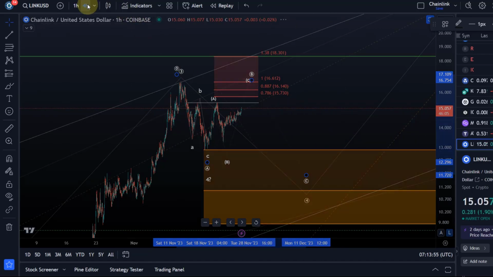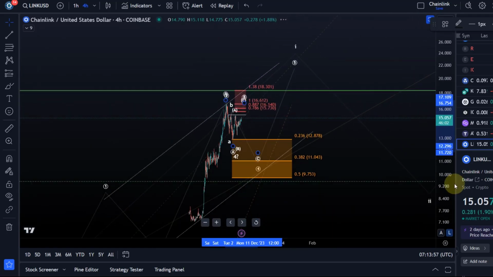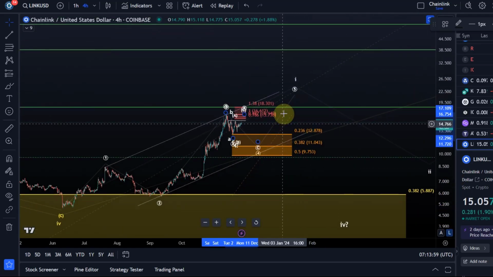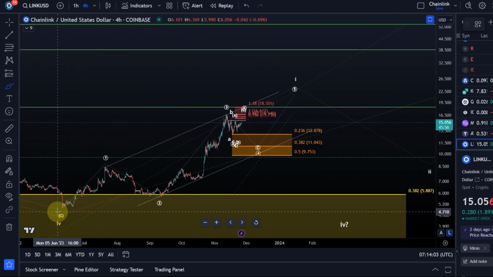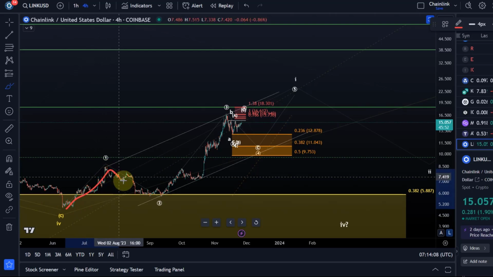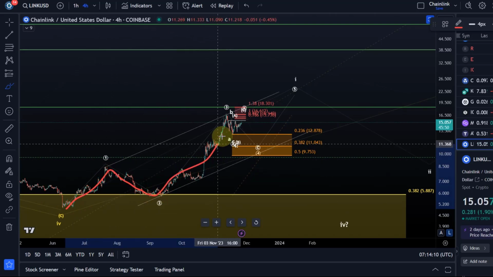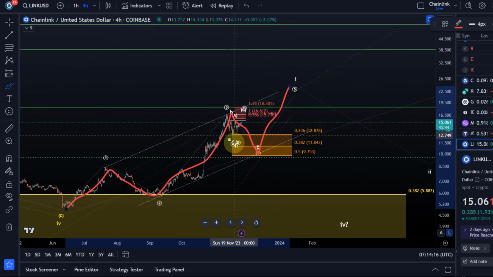So for anybody who missed the previous videos, the idea is that LINK could be moving in something that we would call a leading diagonal, not an impulse, in which LINK formed a wave 1 to the upside, a wave 2 to the downside, a wave 3 to the upside, and could now really be in this wave 4 correction with one more high to come in a wave 5.